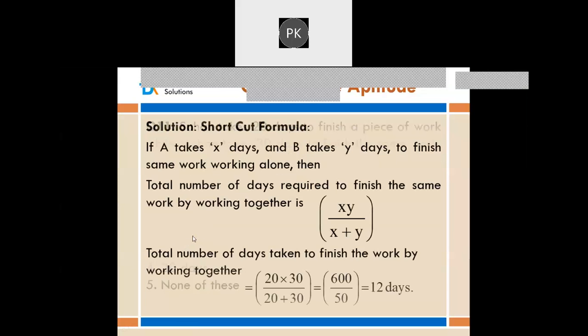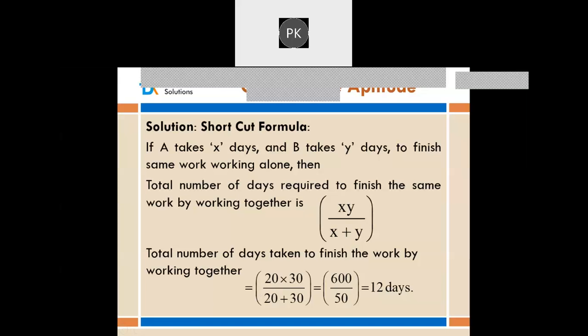Now we have a shortcut formula for this, which is like this. If A takes X days and B takes Y days to finish the same work working alone, then the total number of days required to finish the work if both of them work together is given by X into Y by X plus Y directly. Now 20 into 30 by 20 plus 30, which is 600 by 50, which is 12 days. So this is a shortcut formula for these kind of examples.